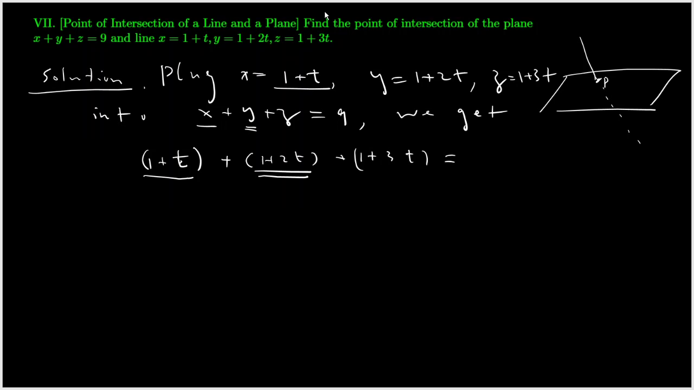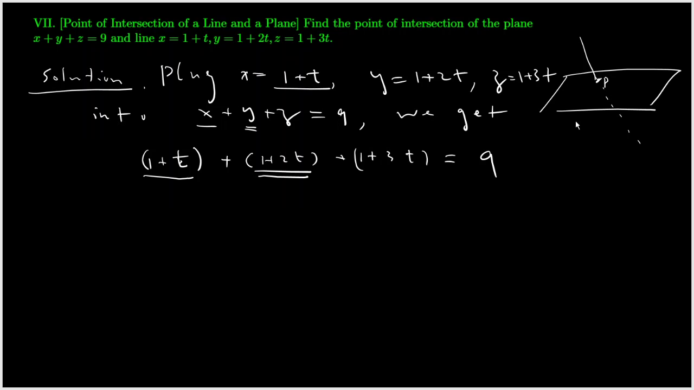Equals, on the right hand side you have 9, right? So that's why I said you have an equation of t. You solve the equation for t, you have a value of t. That value of t will determine a point on the line, right? That point is on the line and also on the plane. That's the point of intersection. You got the idea?